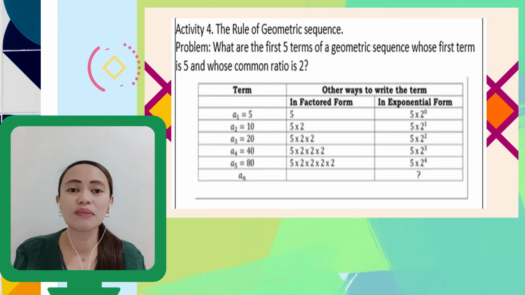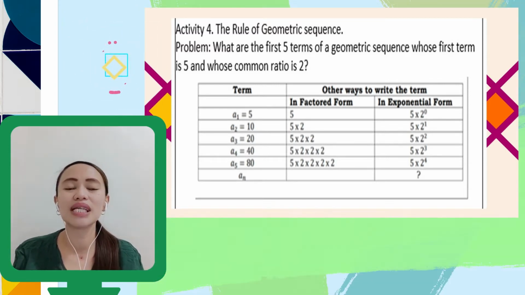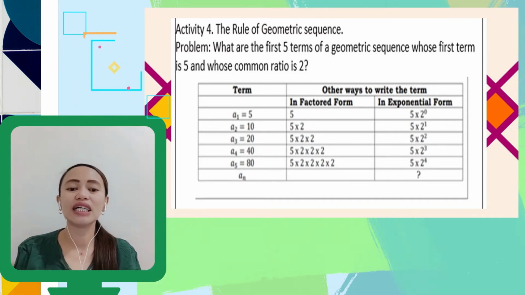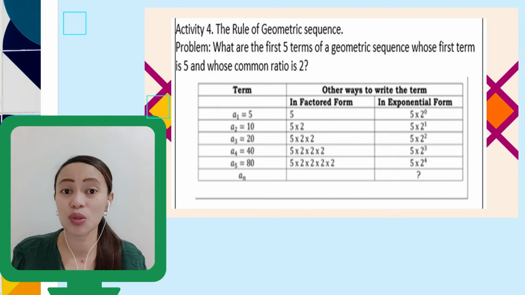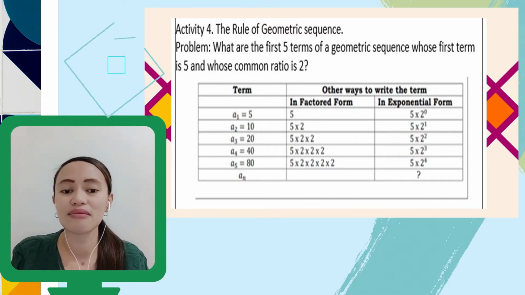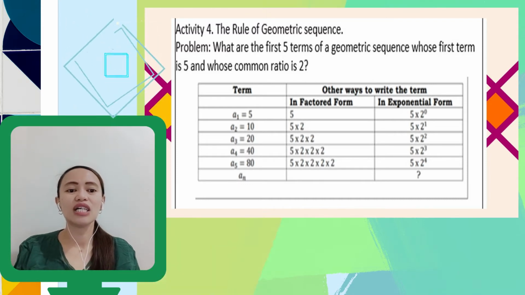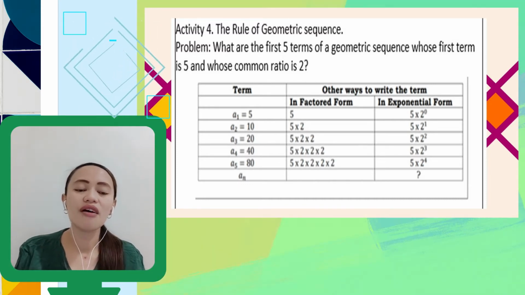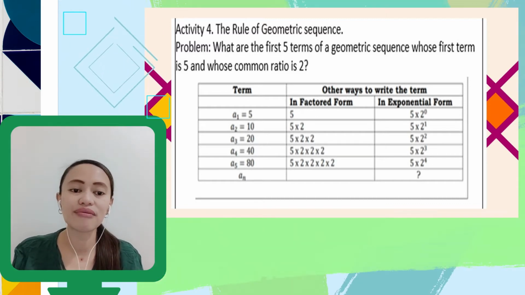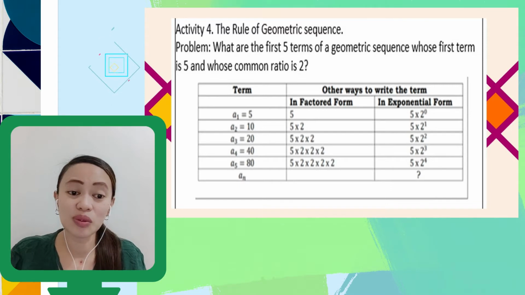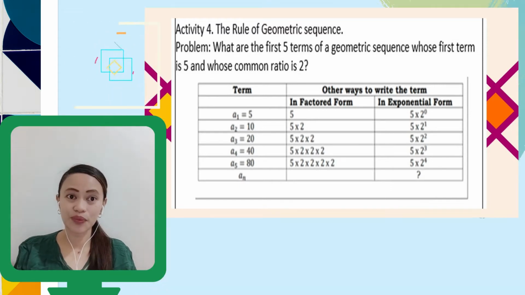That will be the second term. The third term will be 10 times 2, which is 20. The fourth term will be 20 times 2, which is 40. And the fifth term will be 40 times 2, which is 80. So in factored form, we have 5, 5 times 2, 5 times 2 times 2, 5 times 2 times 2 times 2, and 5 times 2 times 2 times 2 times 2.